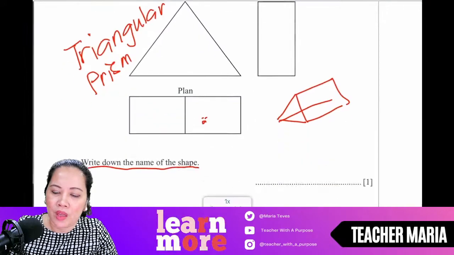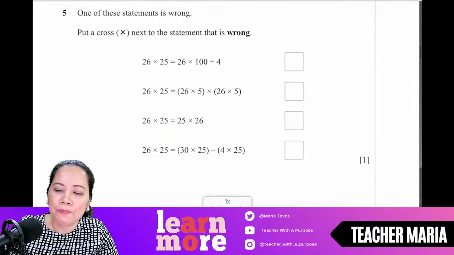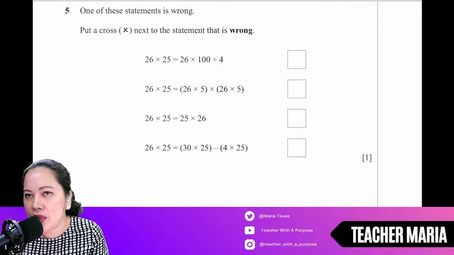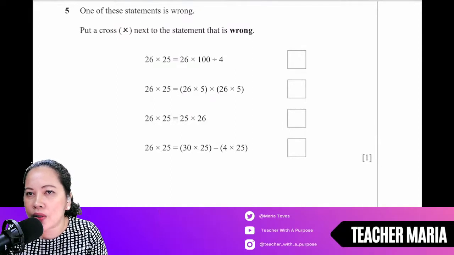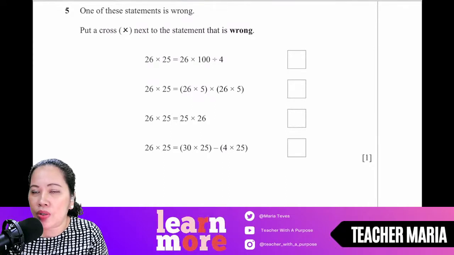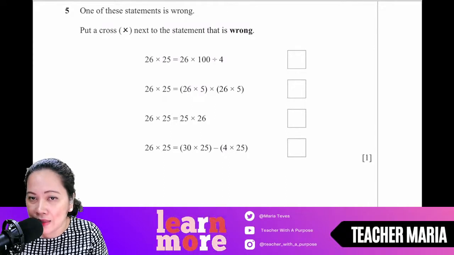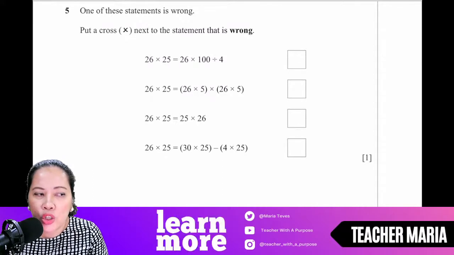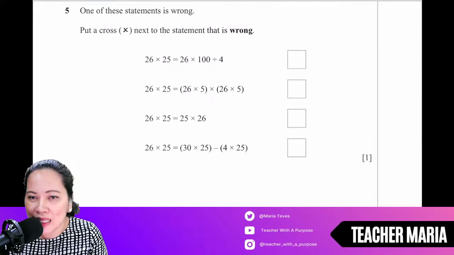Okay, moving on. Number 5, one of these statements is wrong. Put a cross next to the statement that is wrong. Now, most of the questions actually always highlight the key term, the key word, so that you wouldn't miss it.